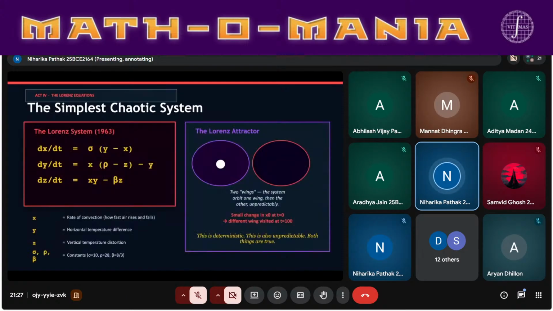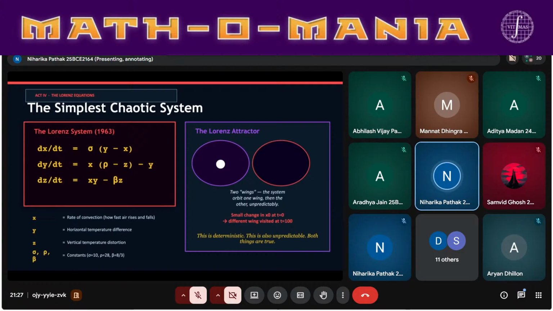So here's what makes chaos mathematically profound. As you can see, these are three Lorenz equations, which make up the Lorenz system. Rate of convection, denoted by X, horizontal temperature difference, denoted by Y, vertical temperature distortion, denoted by Z. And that's it. And yet the solutions to these equations never repeat. The system orbits around these two wings. You can see the butterfly shape on the right, switching between them unpredictably forever.